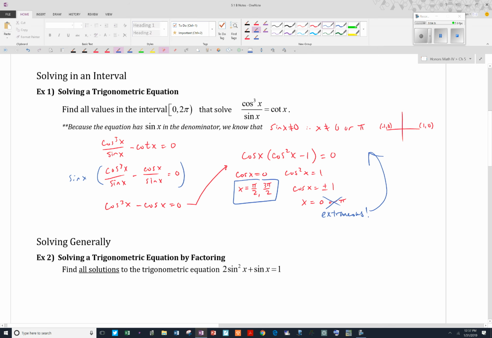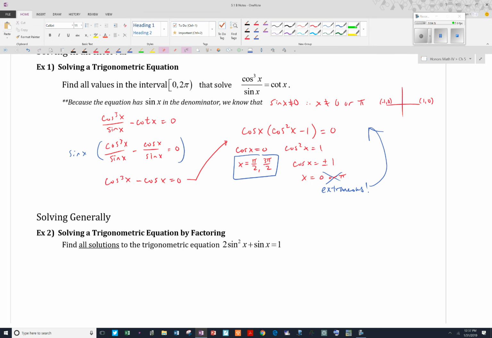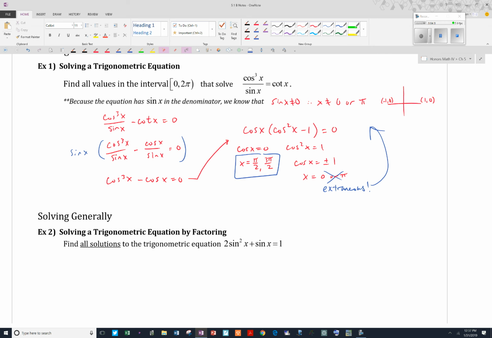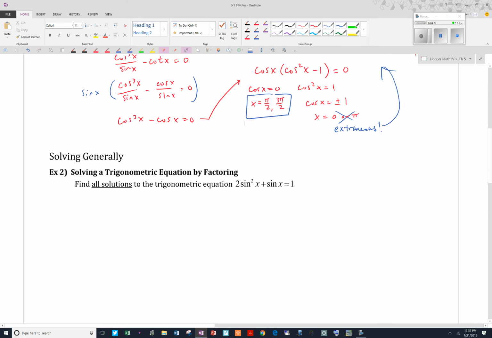So that's an example. Now, we won't always have extraneous solutions. In fact, I don't think in our homework or on the review we have coming up, I don't think there's very many extraneous solutions at all, but I just threw it in there just to remind you that it can happen.